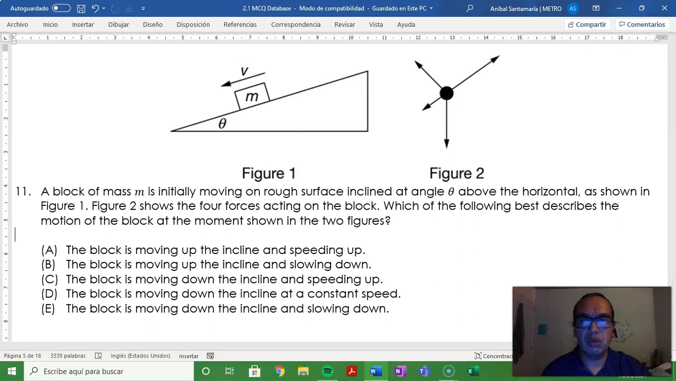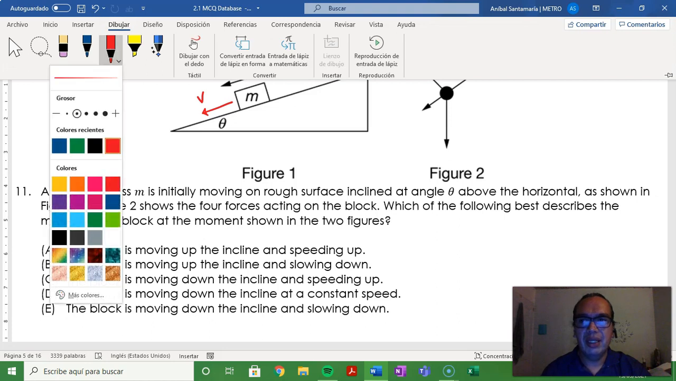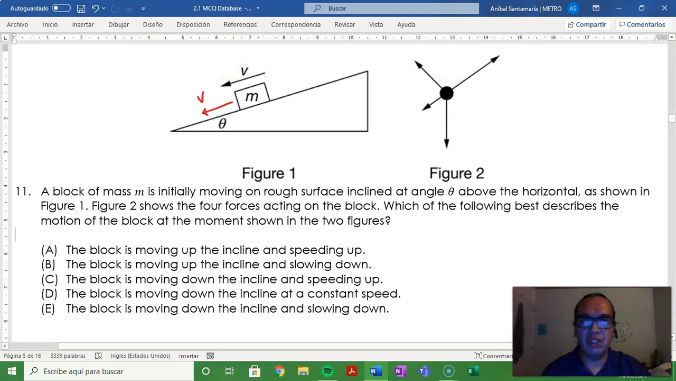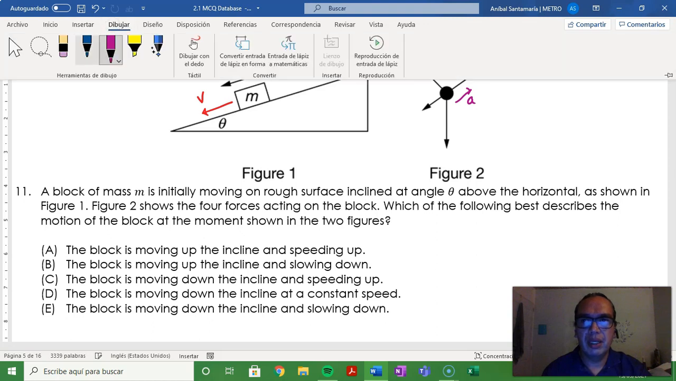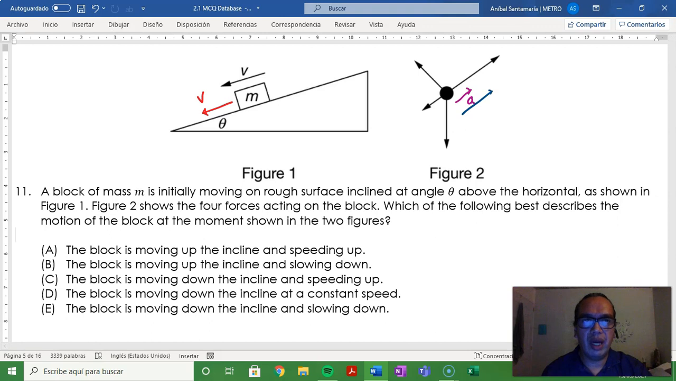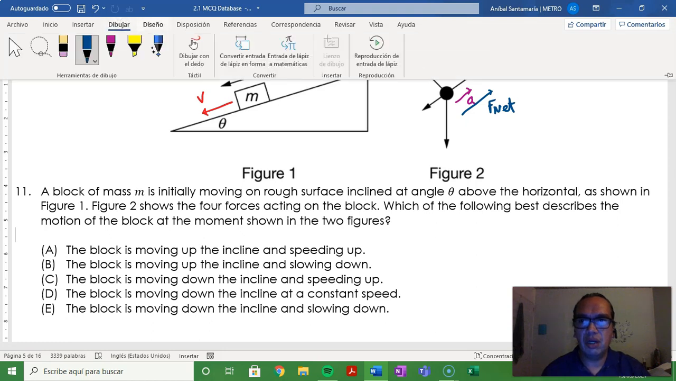The first thing to take into consideration here is that the motion is determined by the direction of the velocity, so the object is definitely moving down the slope. However, the change in velocity is determined by the net force, and that net force is up the slope. Therefore, what we have here is that the object has a downward velocity that is decreasing. That implies that the block is moving down the incline and slowing down, which is option E.